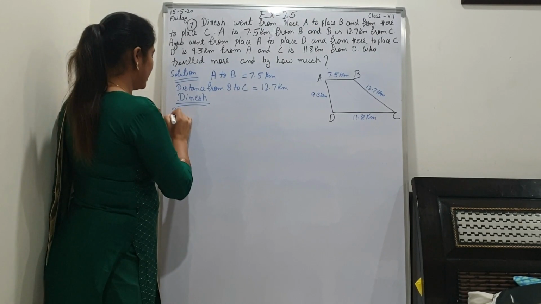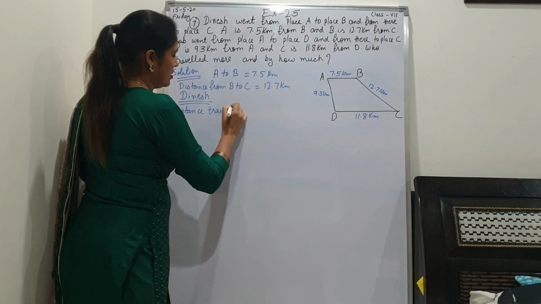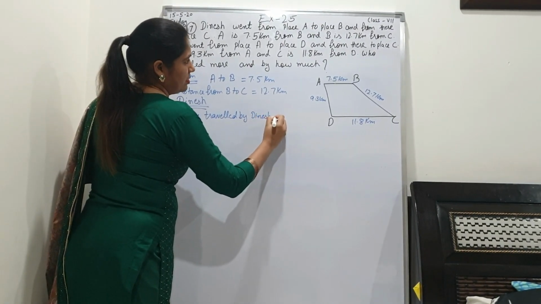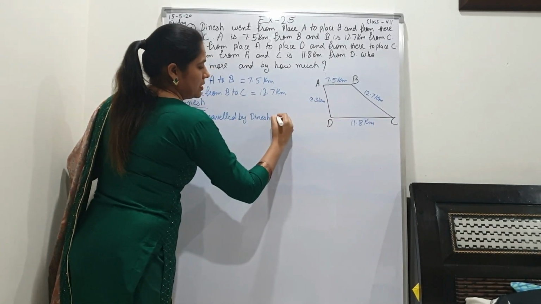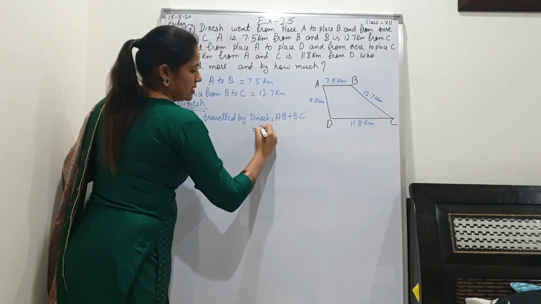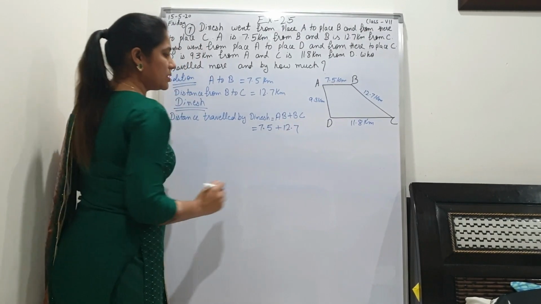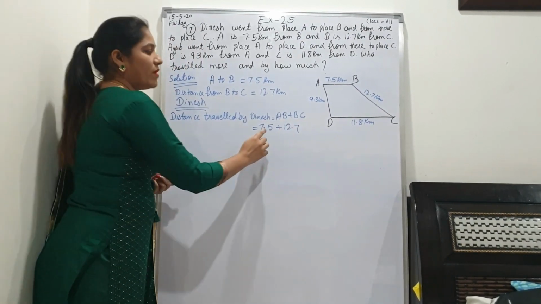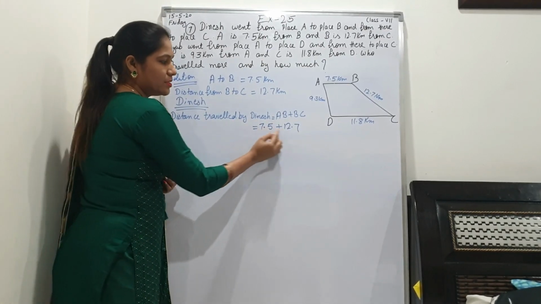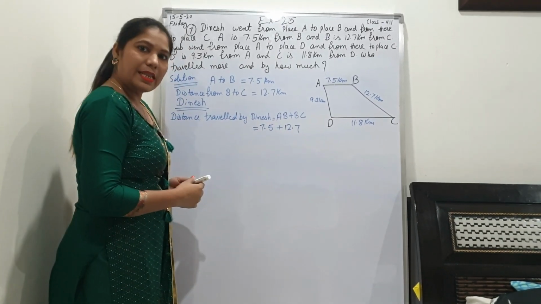So we will write distance traveled by Dinesh, that is AB plus BC. What is AB? 7.5. And what is BC? 12.7. Now see students, whenever we add, we have to see whether these are like decimals or not. See the point, after the point there is 1 decimal place. So these are like decimals.